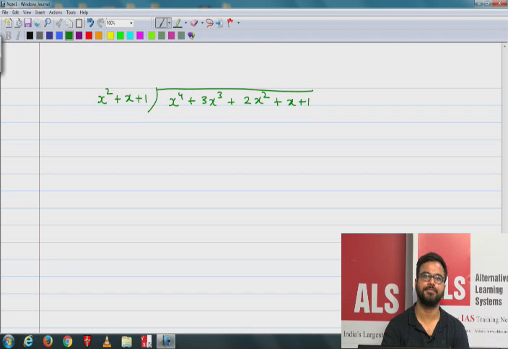Please concentrate. So first, this is x power 4 over here, and this is x square. So we have to multiply this by x square to create x power 4. Now all the three terms, x square, x and 1, will get multiplied with this x square. So x square into x square, that will become x power 4. X into x square, that will become x cube. And 1 into x square, that will be x square.